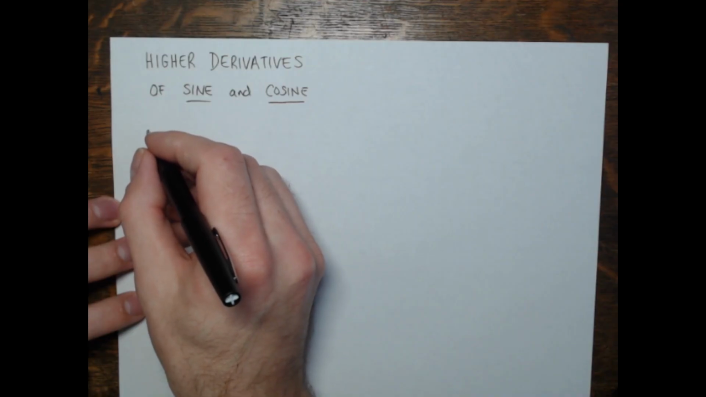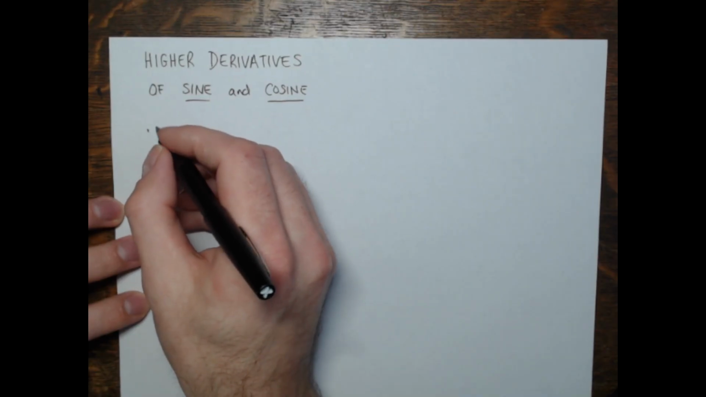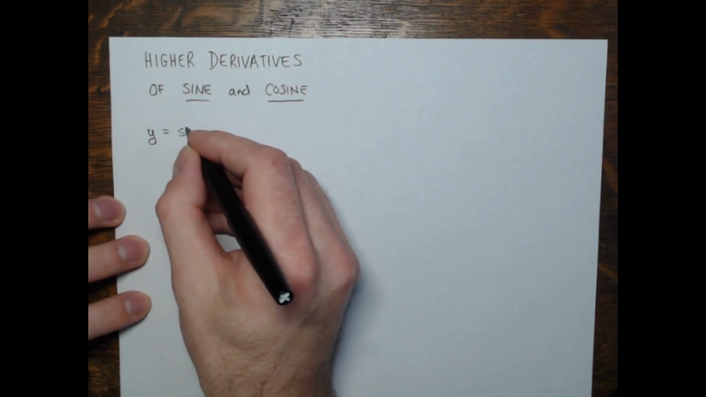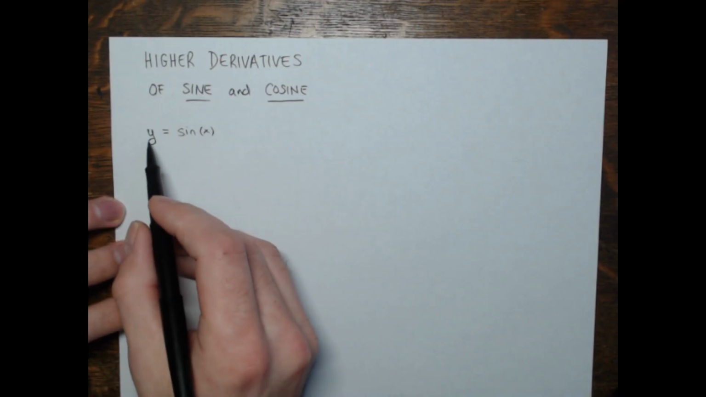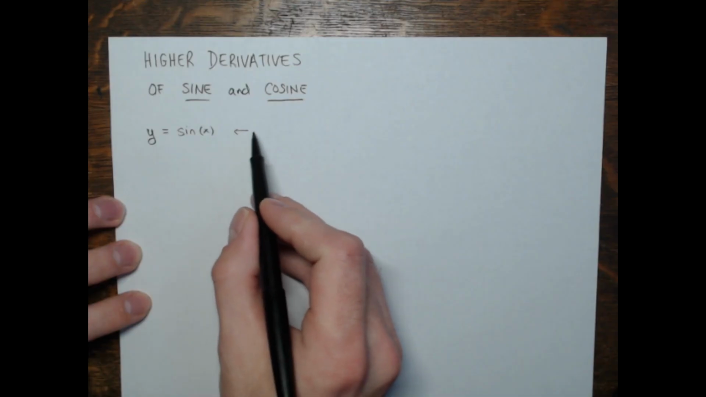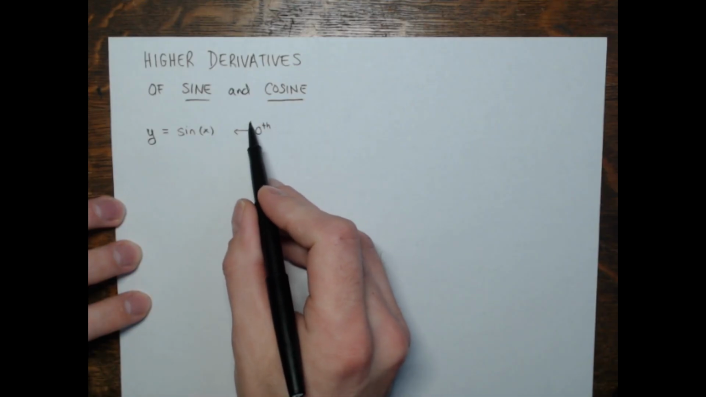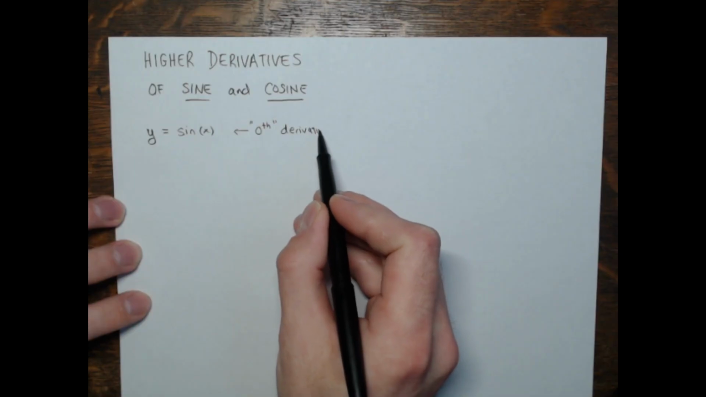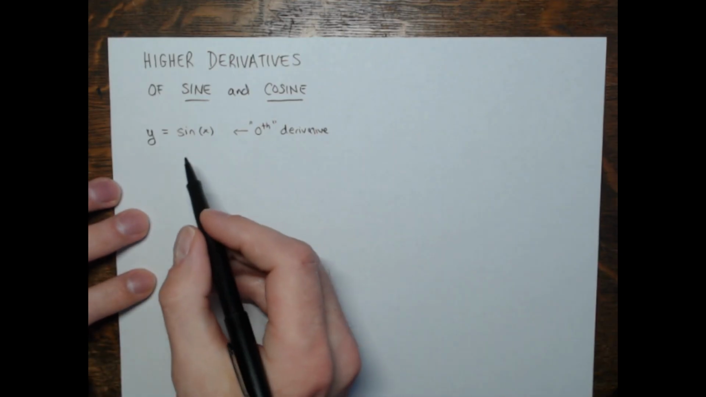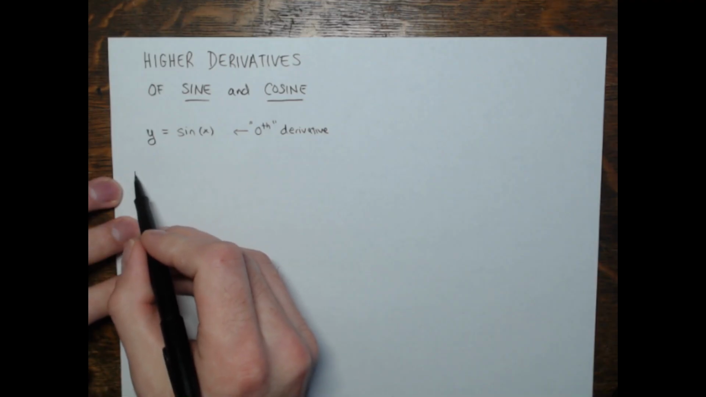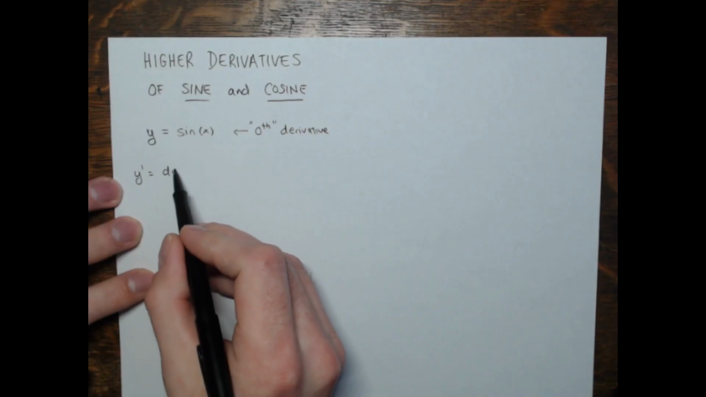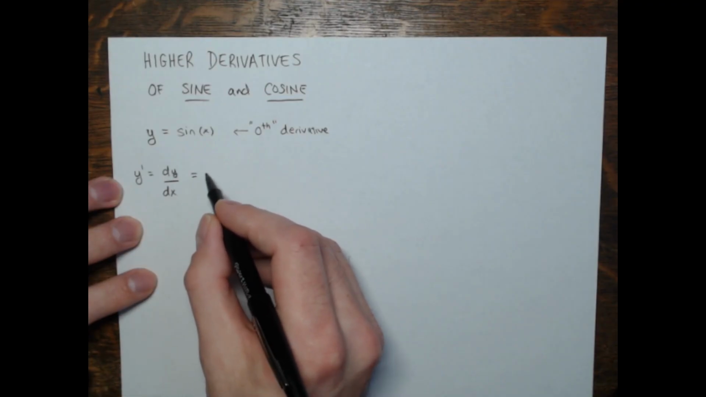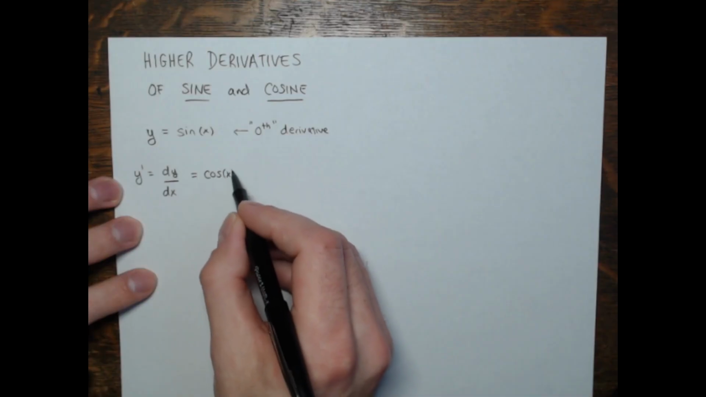So starting with sine. Say we start with y equals sine of x, f of x equals sine of x. You could call this the 0th derivative if you wish. I'll put this in quotes because usually people don't say that, but we haven't taken the derivative yet, so it's like the 0th derivative. Then the first derivative, right? You could call it y prime, or remember this notation, dy over dx. Our first derivative is cosine x.